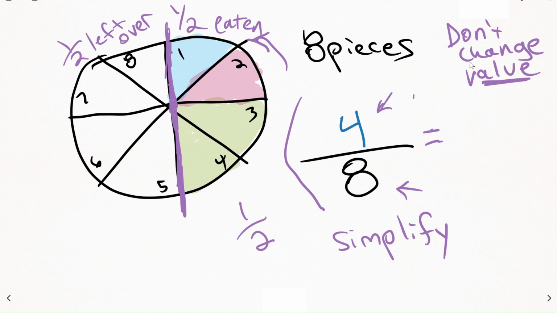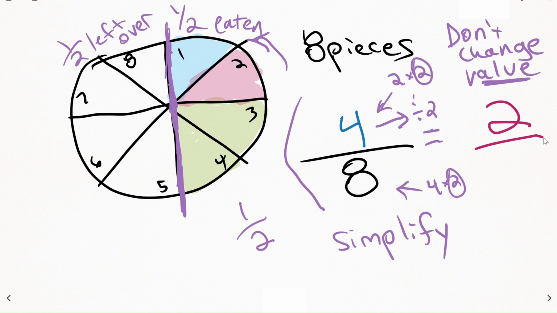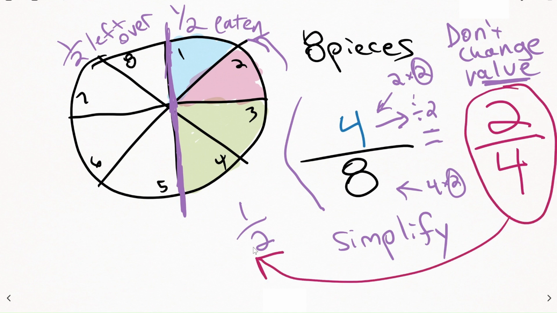So let's see. We have 4, and 4 is 2 times 2, right? And 8 is 4 times 2. So look at this. 2 goes into both of these numbers evenly, right? So we're going to take 4 divided by 2, and we're going to come up with 2. And we're going to take 8 divided by 2, and 8 divided by 2 is 4. So we have 2/4 here, right? But we know that this is a half of pizza, right? So these numbers can also be simplified. So we're not done yet.